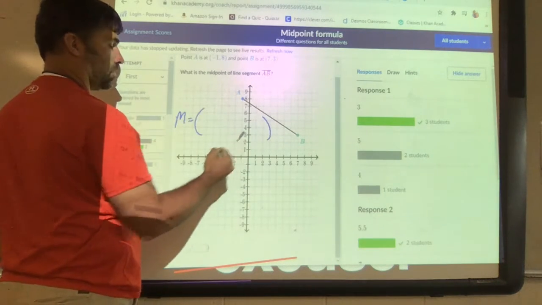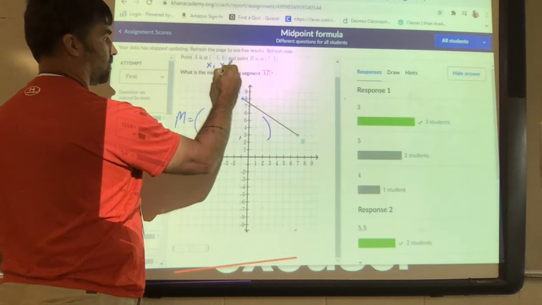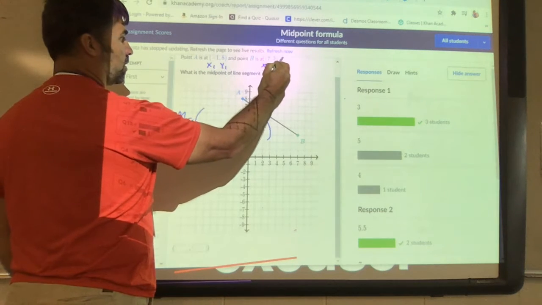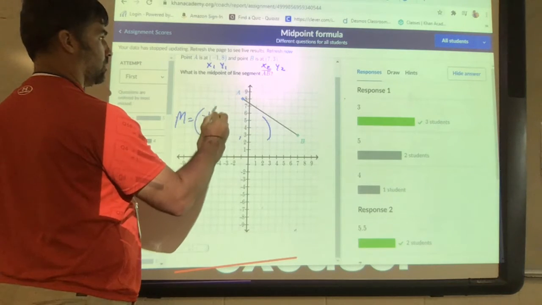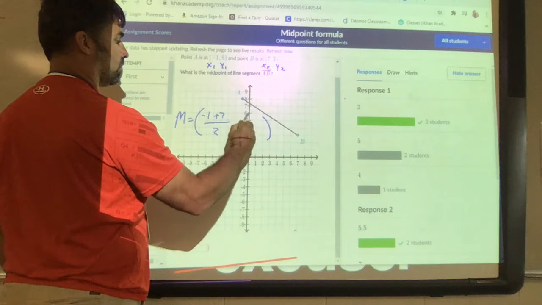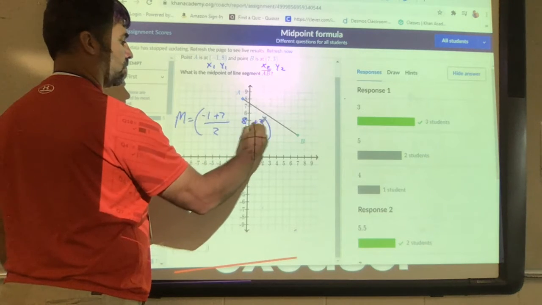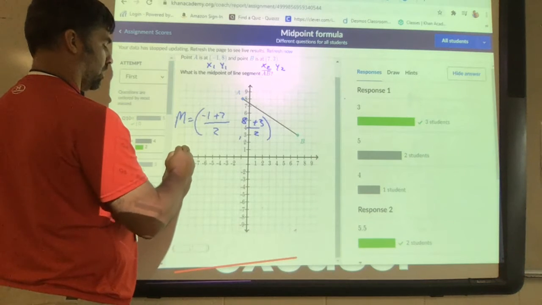Right, add the x's, take half, add the y's, take half. Well, here's x1, y1. We'll call B the second point, x2, y2. So you add your x's, which is -1 plus 7, take half. Add your y's, take half. And you just kind of do your, if you need a calculator, use a calculator.